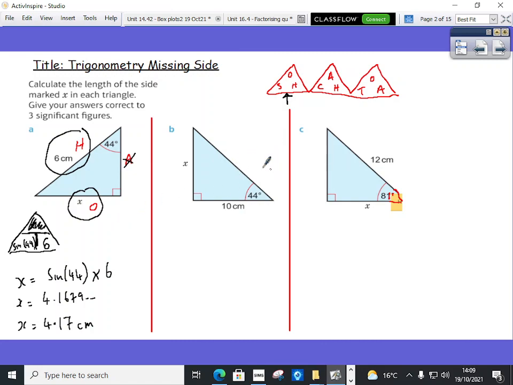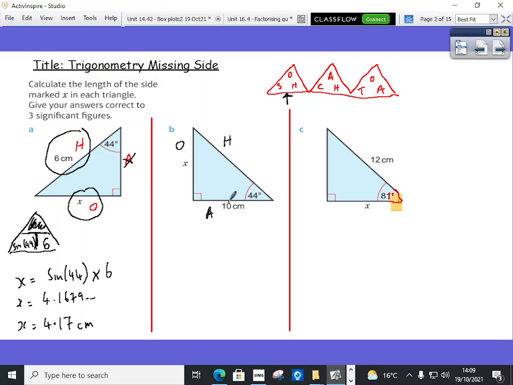Okay, let's try another one. So this time, this one is the longest side, which I'm going to call H, the hypotenuse, always opposite the right angle. Now the first one I will label is this side, which is opposite this angle, so that's going to be O. And then I'm going to label this side, which is always the last, opposite to the alphabetical order. A comes last in this case.